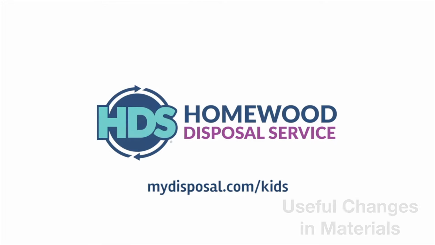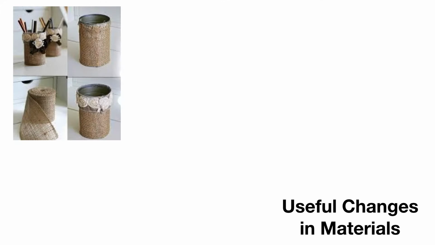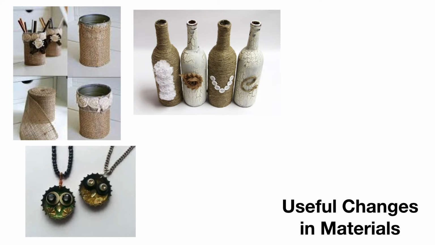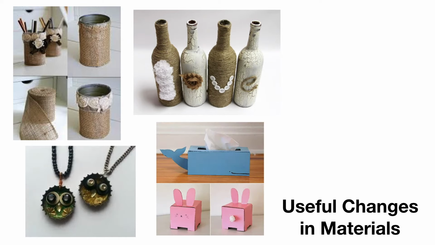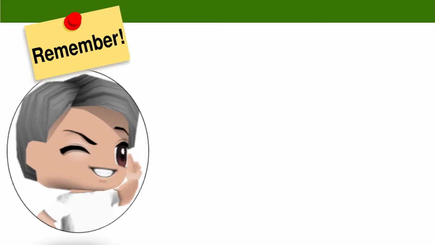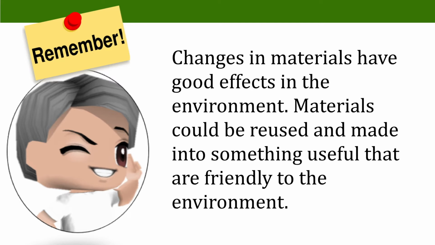In the video, we have seen that materials undergo useful changes. Cardboard and pieces of cloth can be made into decorative pieces, while empty cans, bottles, and plastics can be reused to make pencil holders. By changing the materials, we are able to use them in a way that brings a good or beneficial effect on the environment.